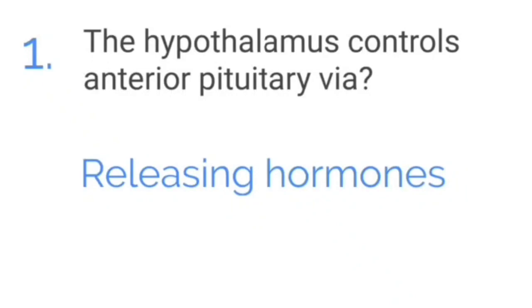The hypothalamus controls anterior pituitary via dash releasing hormones.